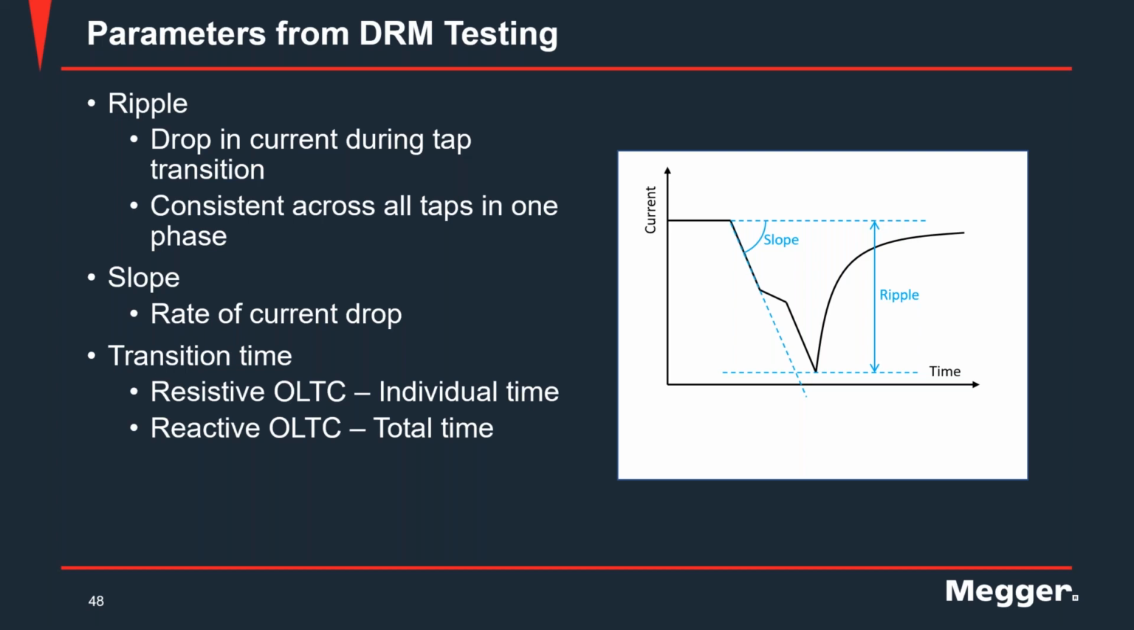Then the second parameter is the slope. The slope is the rate at which the current will drop. And like we discussed in the previous slide, we have a transition time that is available as you move from one tap to the other. So for resistive type OLTCs, you will have the individual time that each resistor is in the circuit. And then for reactor type OLTCs, you will have the total time it took for the tap changer to go from one tap to the other.